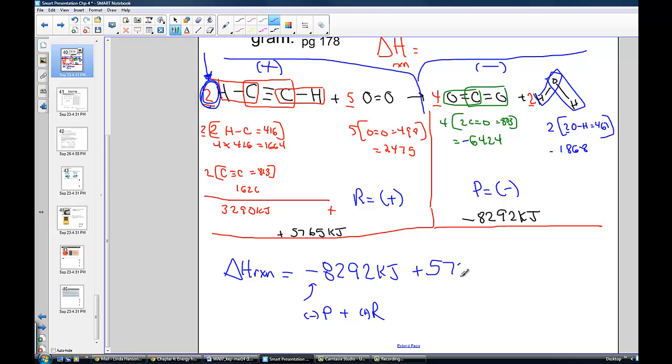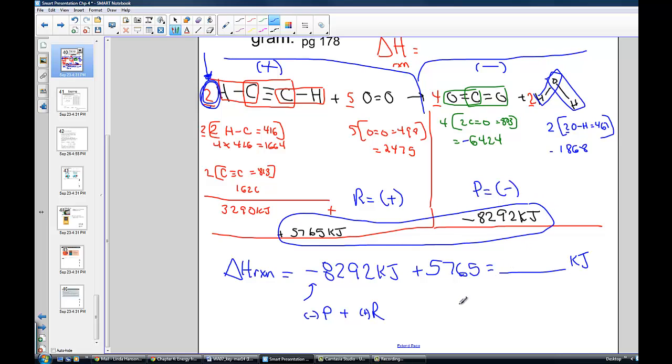So simply take the 5765 and see what we get. In other words, we're already taking care of flipping the signs. I just want you to sum these two values. What do we get when we take these two values together? So we have a positive 5765 from the reactant side, and we have a negative 8292 from the product side, and it gives me a negative 2527 kilojoules.